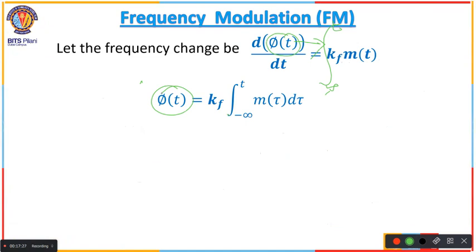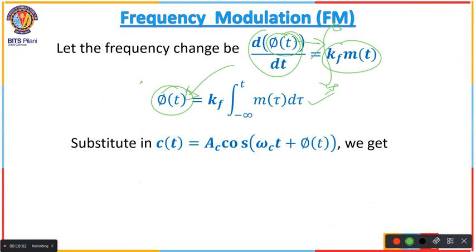The instantaneous frequency change happening in your FM wave, depending on your message signal, when represented in terms of frequency, is kf into m of t. When you represent it in terms of phase angle, it is kf into the integration of m of tau d tau. Now, can I get the complete equation? The complete equation is AC cos of omega ct plus phi of t.